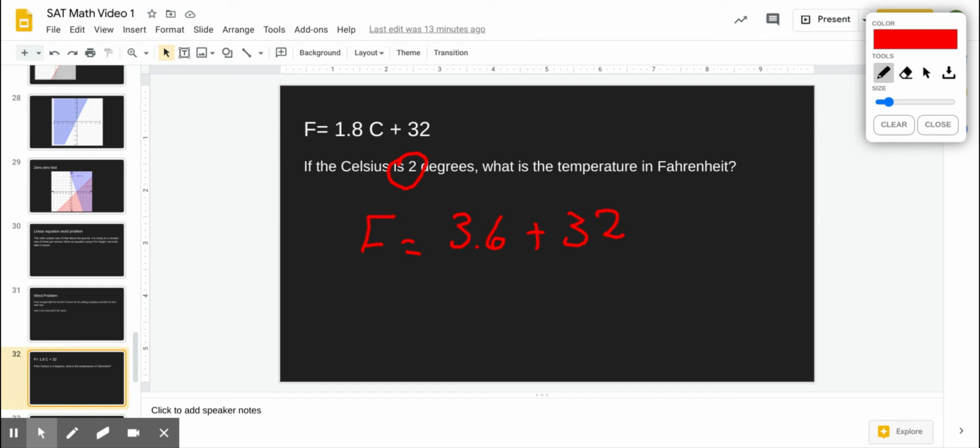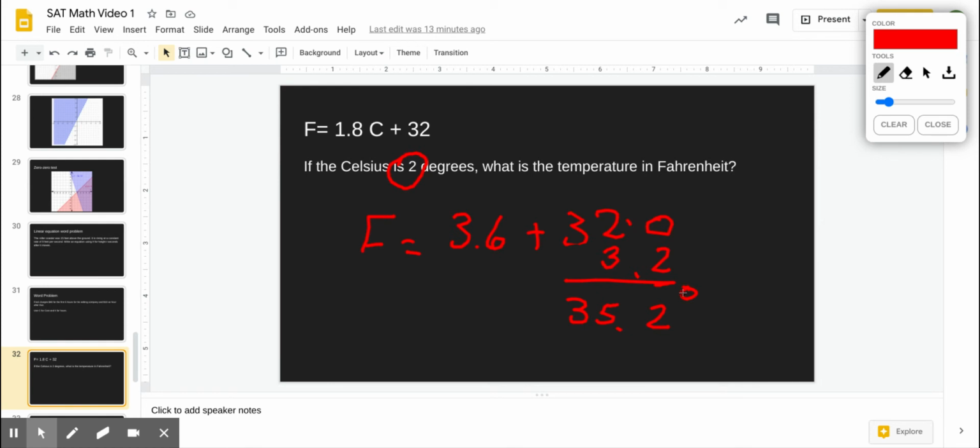And make sure you line up the decimals correctly, right? Oops. Erase that over here. It's 3.2. Don't do 3 like I was trying to do. It's 3.2, right? So it'll be 35.2 is the Fahrenheit.